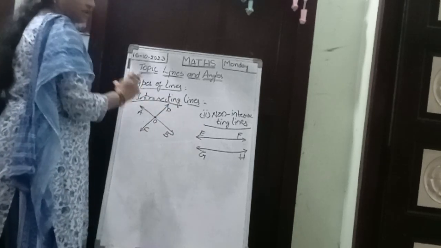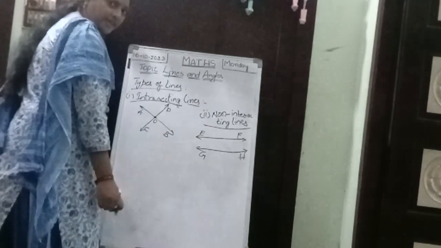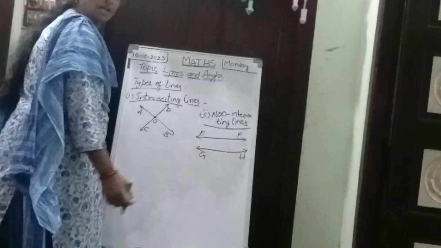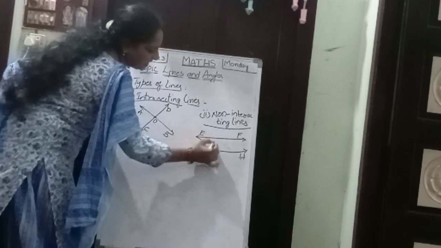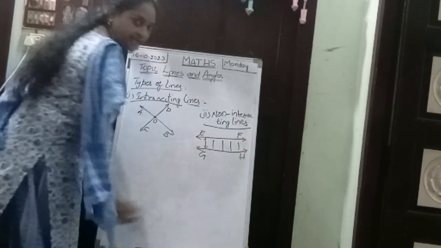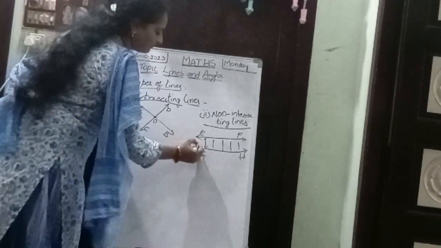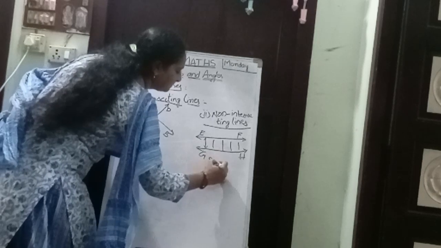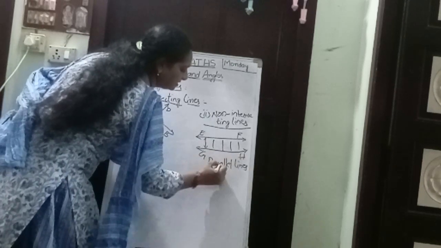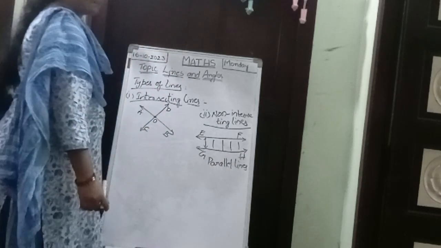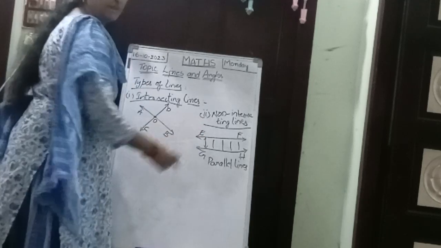Here you are having one common point. Are these two lines having any common point? No, you are not having any common point. And what you are observing specifically is that it maintains equal distance between the two lines. These types of lines are called parallel lines. Parallel lines are the lines which do not have any common point but maintain the same equal distance between the two lines.